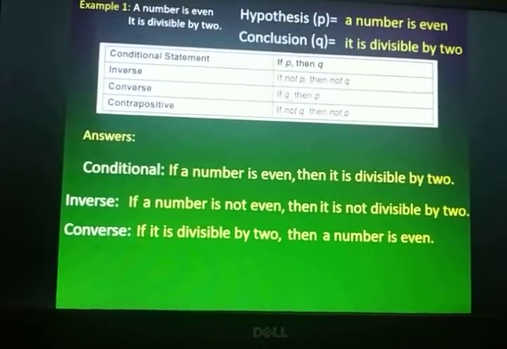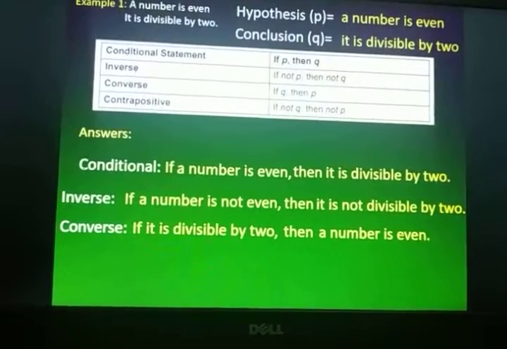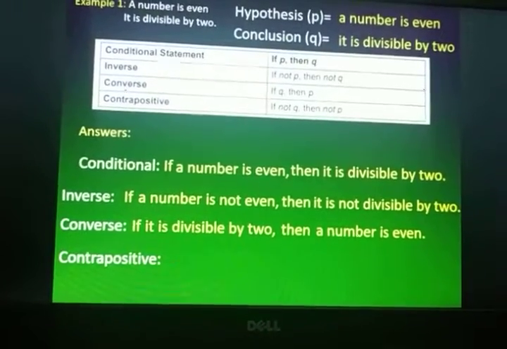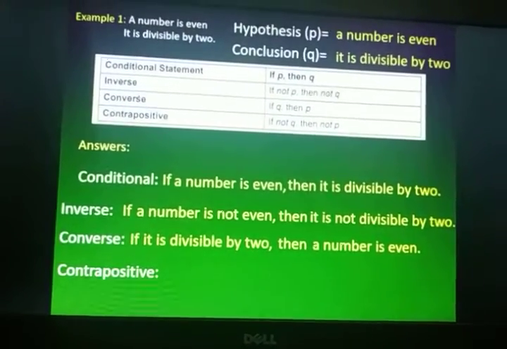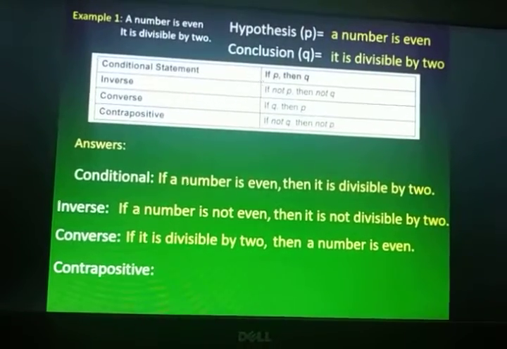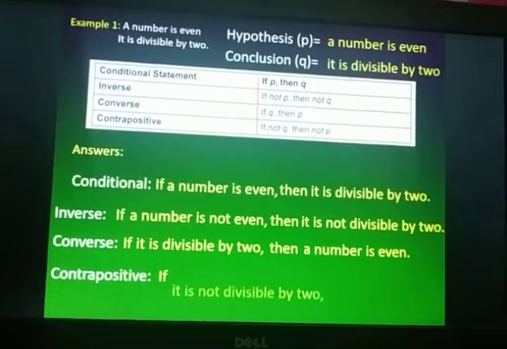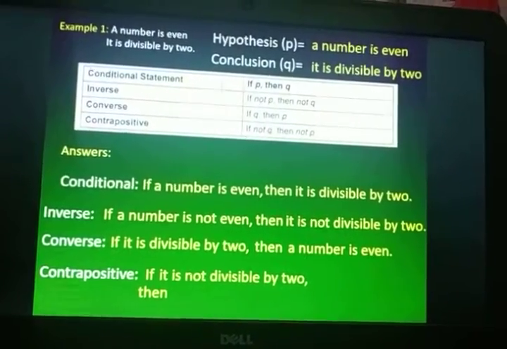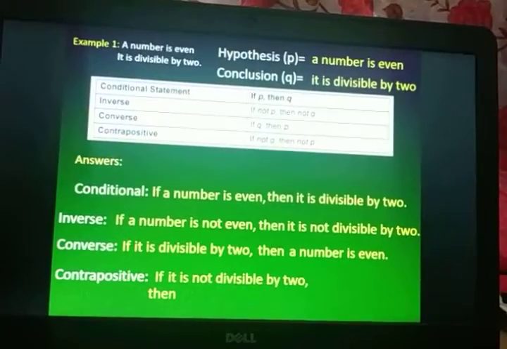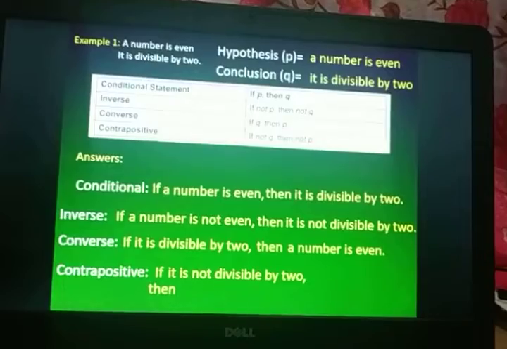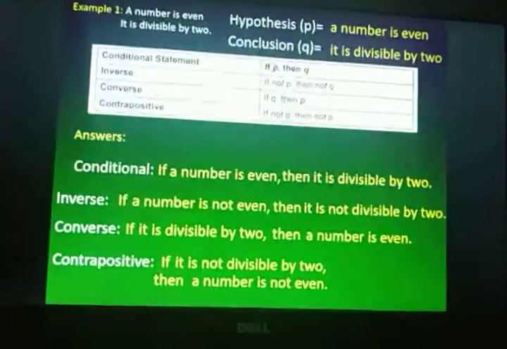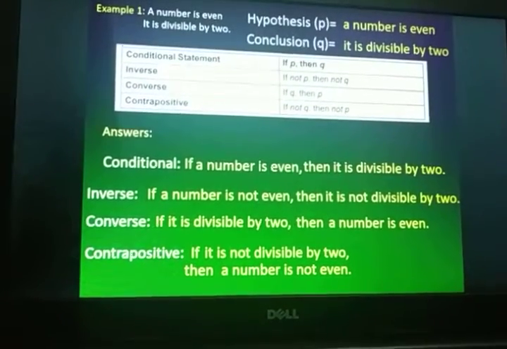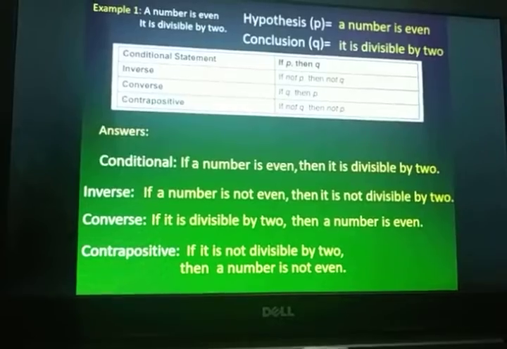Last, contrapositive, the pattern, if not Q, then not P. So for our contrapositive, if, then negate our Q or conclusion. If it is not divisible by 2, comma, then negate our hypothesis P. A number is not even. There you go, our contrapositive. Following the pattern, if not Q, then not P. If it is not divisible by 2, then a number is not even.